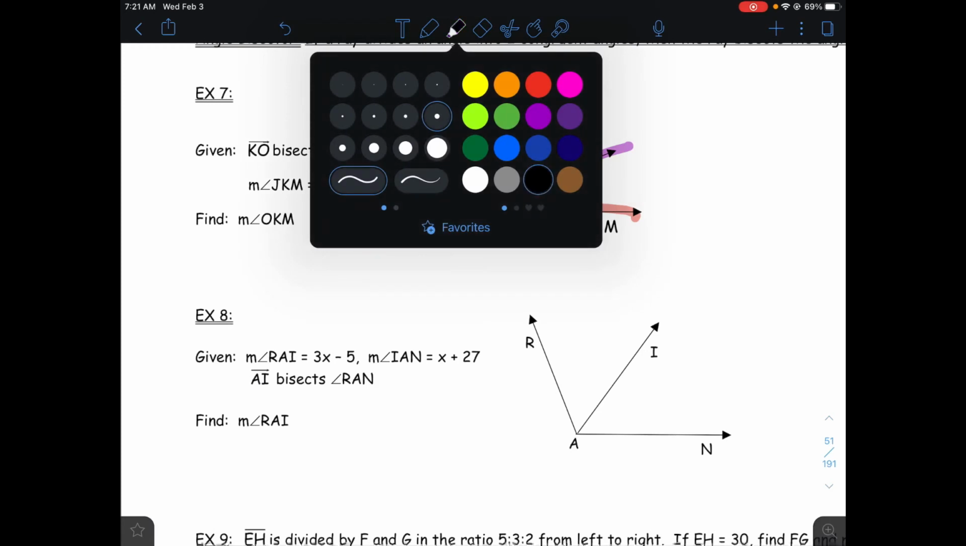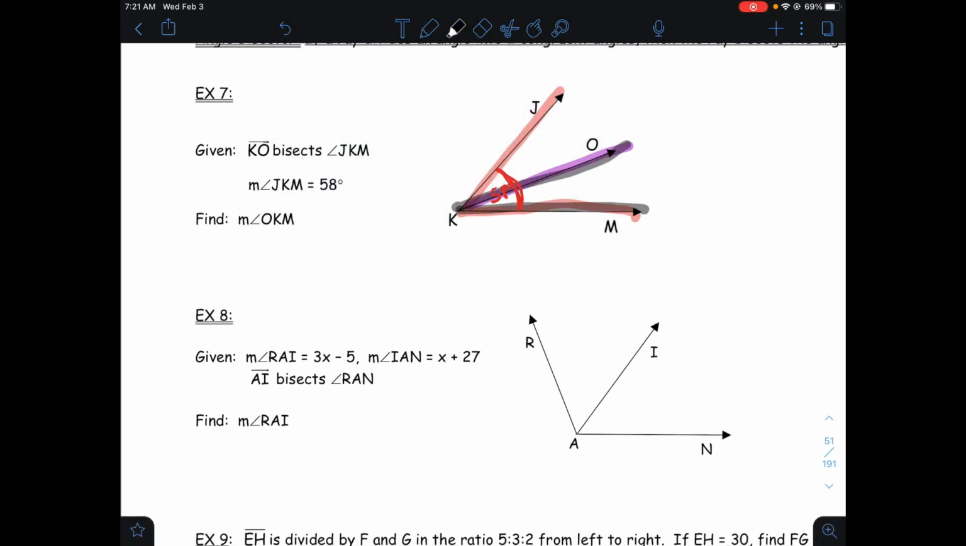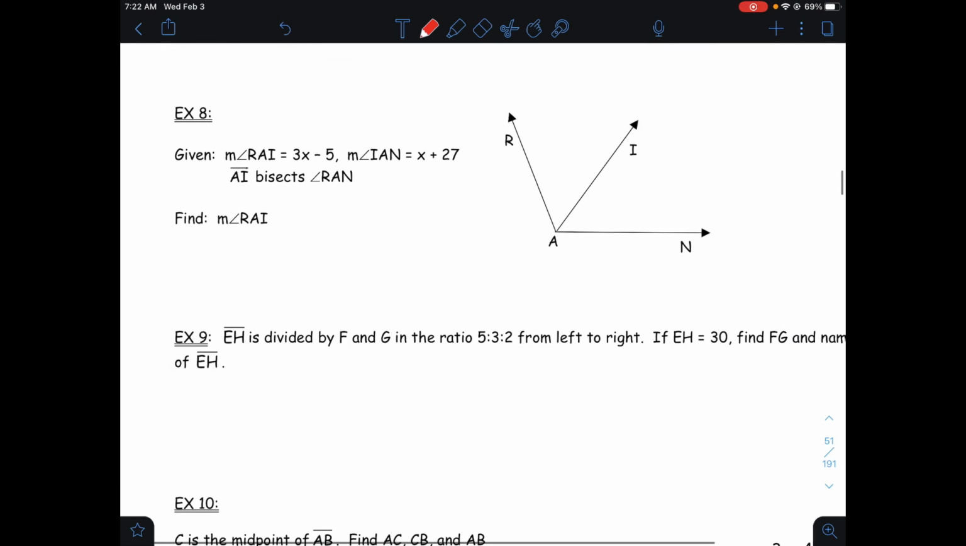So we're looking for OKM. Well, if KO splits JKM in half, we can safely assume that OKM is going to be half of 58. All right, so you would just do 58 divided by 2. And you're going to get 29 degrees. So we'd say the measure of OKM is 29 degrees. It's half of that.